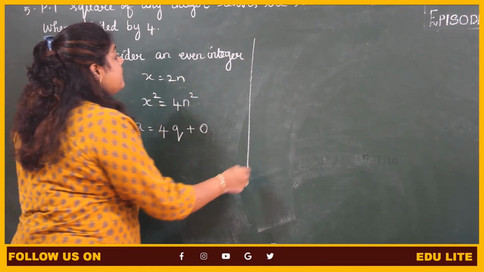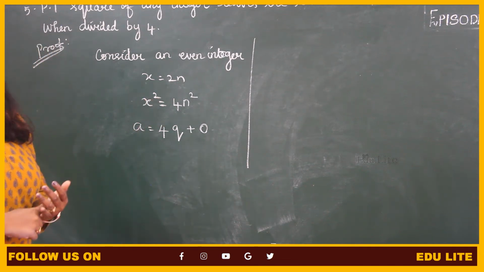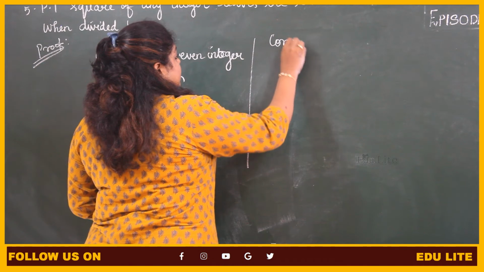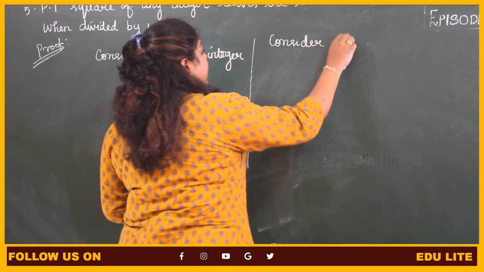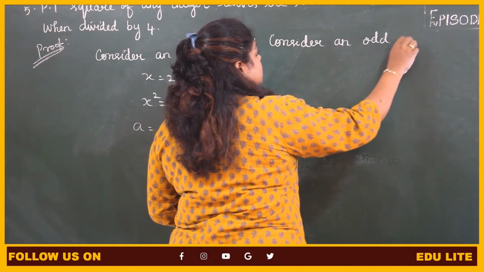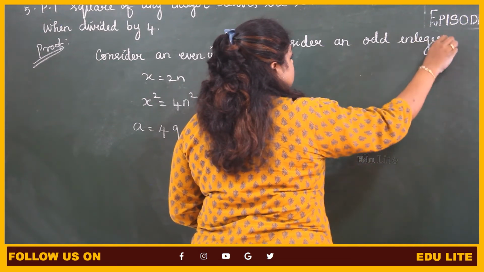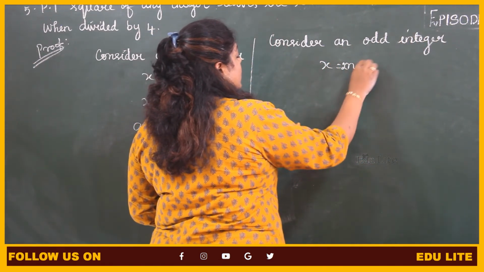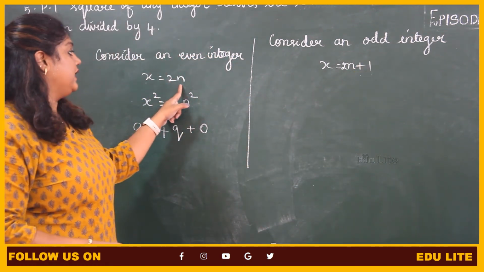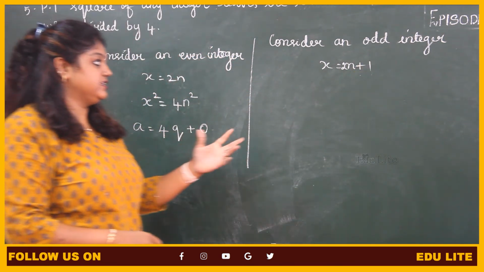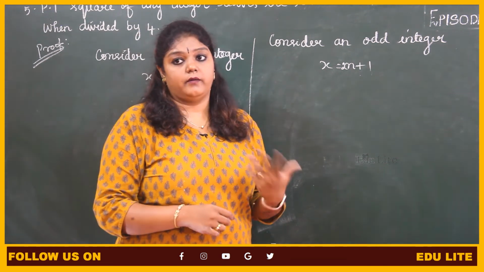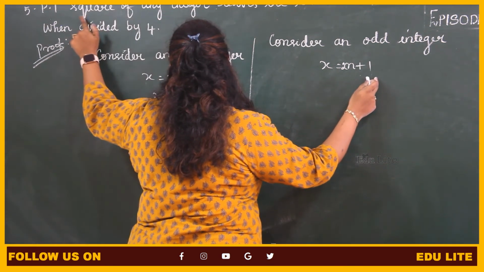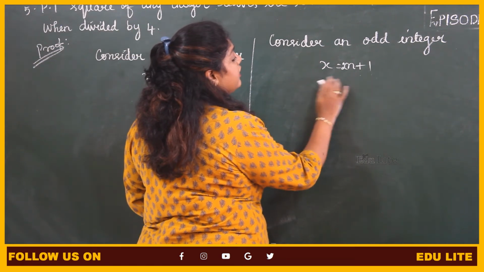Next, similarly, we will do it for an odd integer. We already did this in the example problem as well. Consider an odd integer, x equals 2n plus 1. Why 2n plus 1? 2 into n, multiples of 2, represents an even integer, so 2n plus 1 will obviously represent an odd integer. According to the proof, it is the square of any integer, therefore we have to square it on both sides.